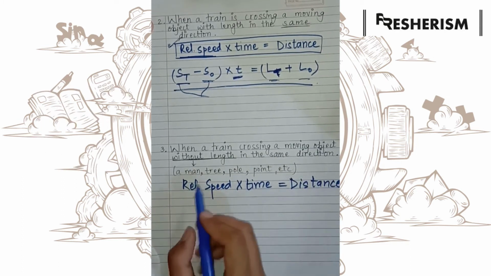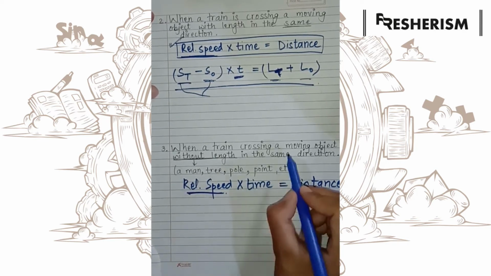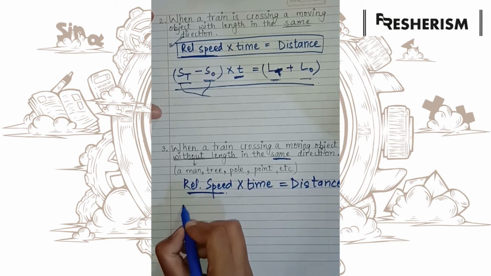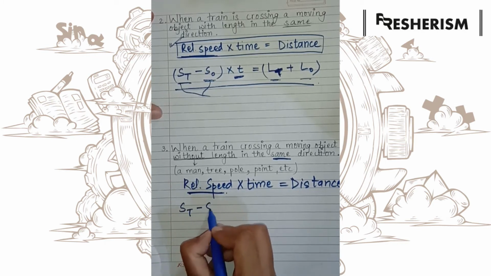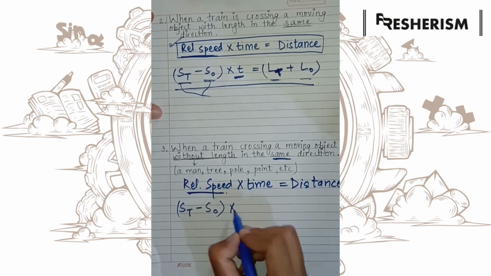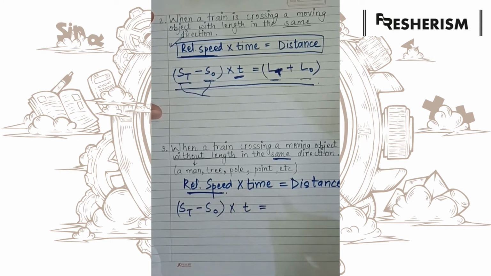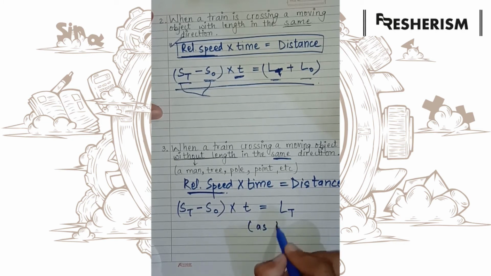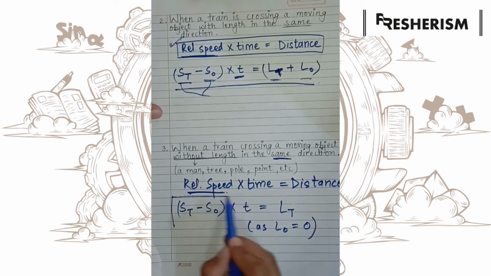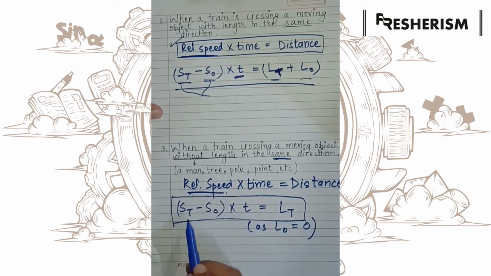Now we have to find out what would be the relative speed here. As they are moving in the same direction, we know that the relative speed will be speed of train minus speed of object. And time, we say t, and the distance will be equal to the length of train only, as length of object is negligible. So L of object is 0. We have considered this. So this is the formula for this particular case. Speed of train minus speed of object multiplied by time taken equal to the length of train.